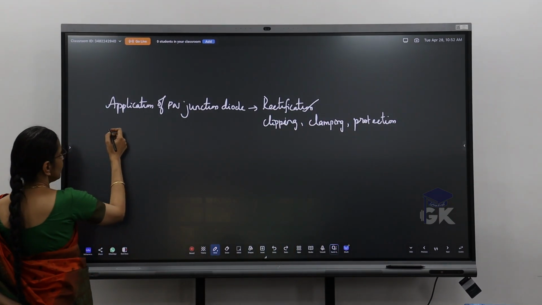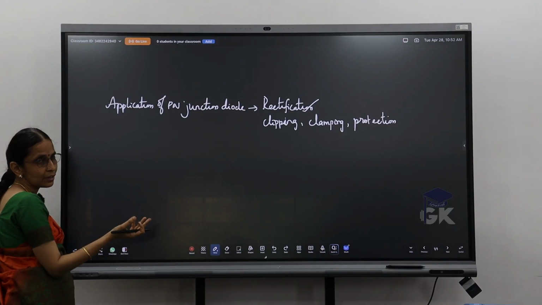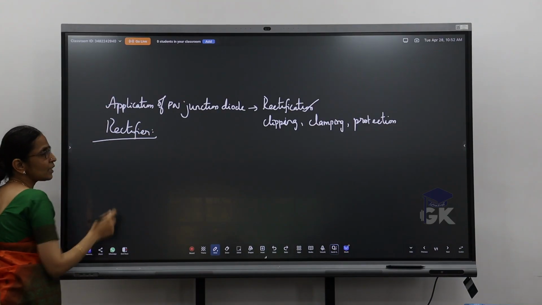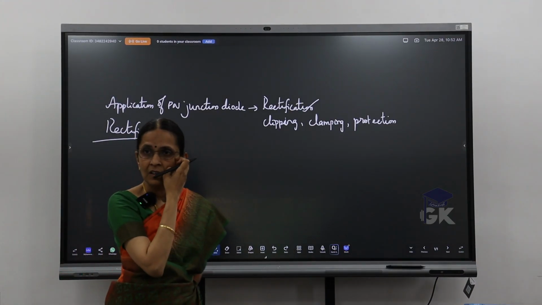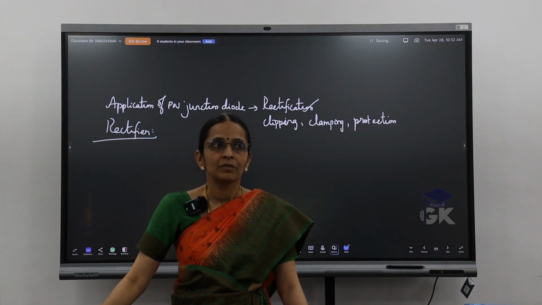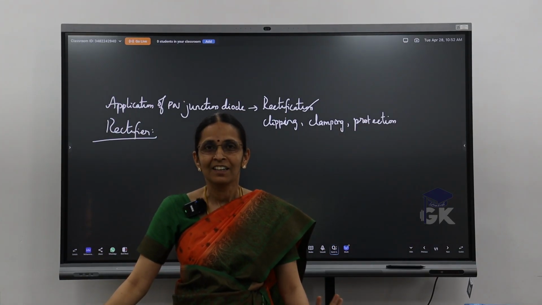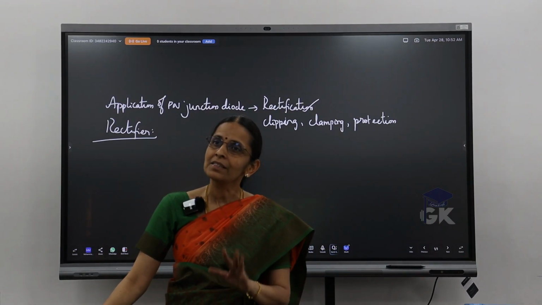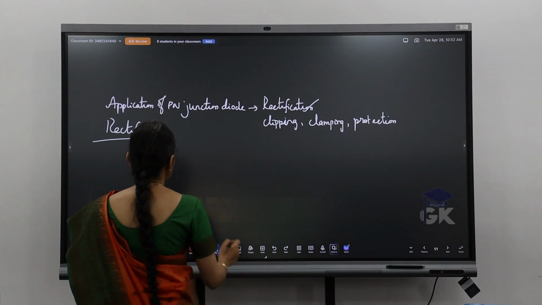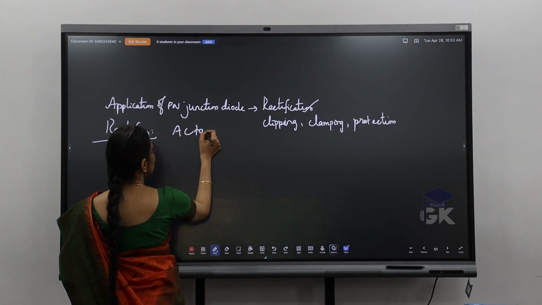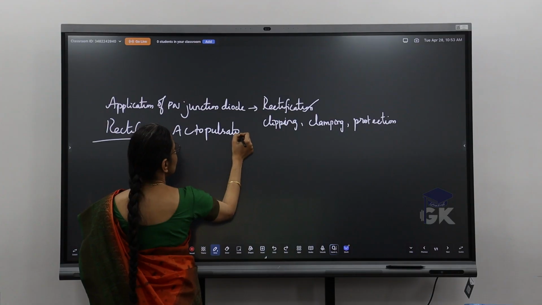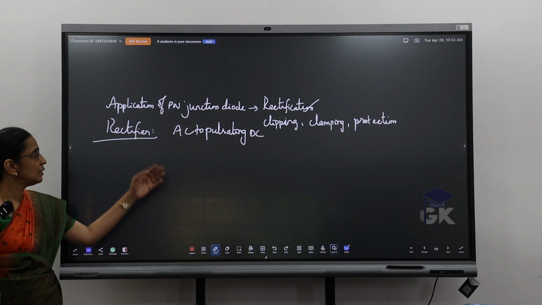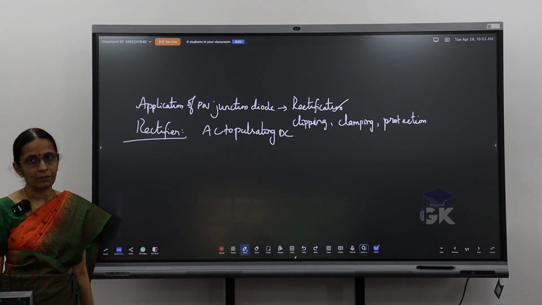Clear? So the circuit which does the process of rectification is called a rectifier. So what is rectification basically? Converts AC to DC. Pulsating DC. AC to pulsating DC. Yesterday only I corrected that. Please don't say AC to DC. It is AC to pulsating DC. That is the process of your rectification, and the circuit which does it is nothing but your rectifier.